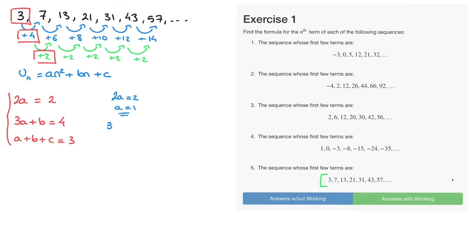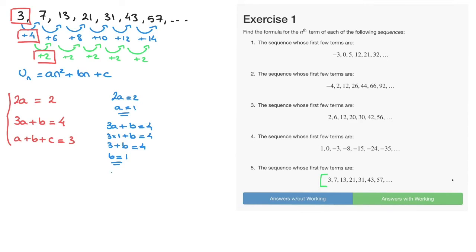The second equation, 3a plus b equals to 4, well, since a equals to 1, that turns into 3 times 1 plus b equals to 4. That's 3 plus b equals to 4, and we quickly see that b must equal to 1.